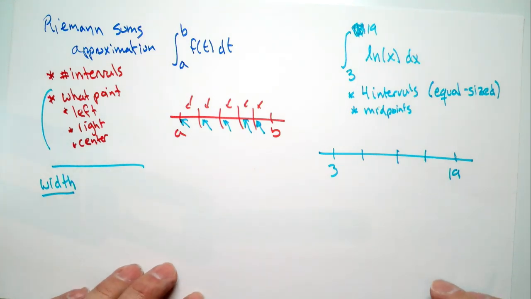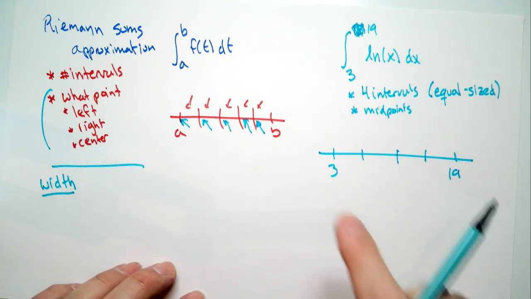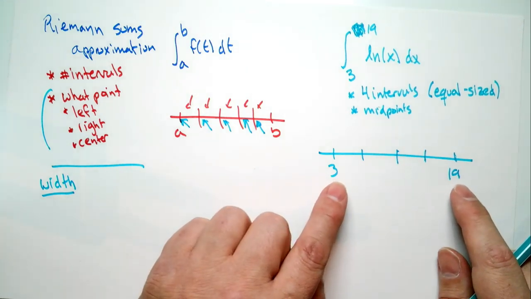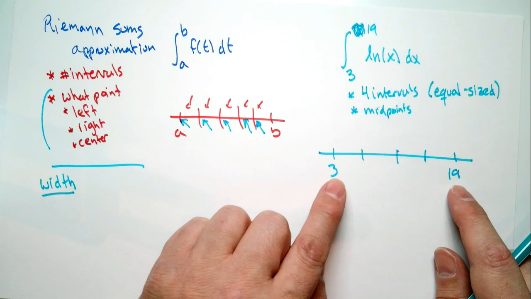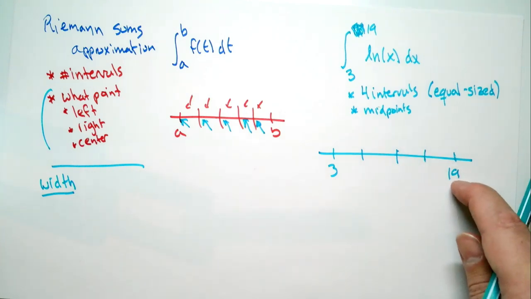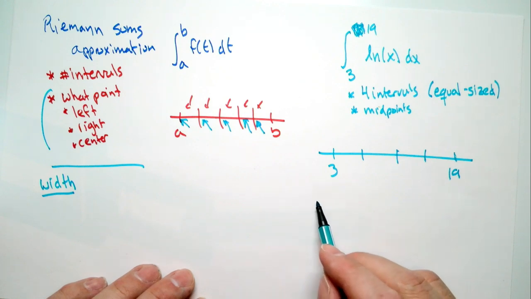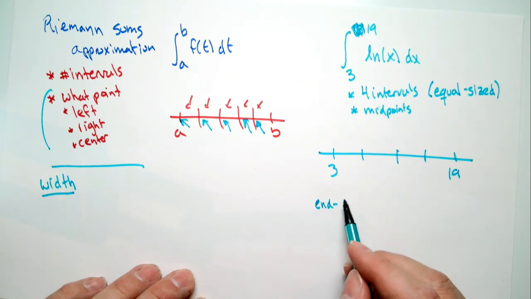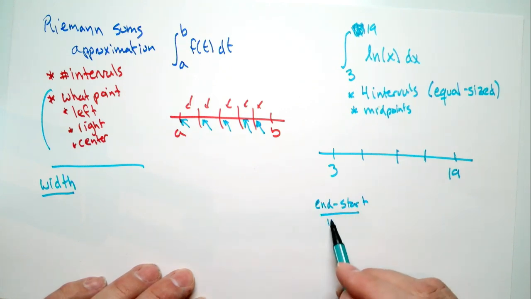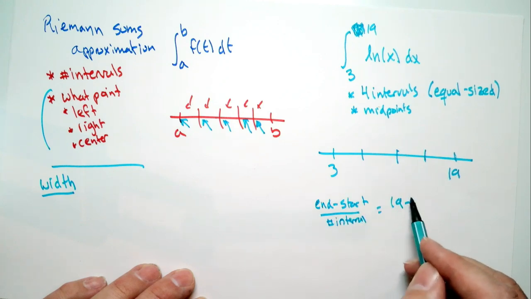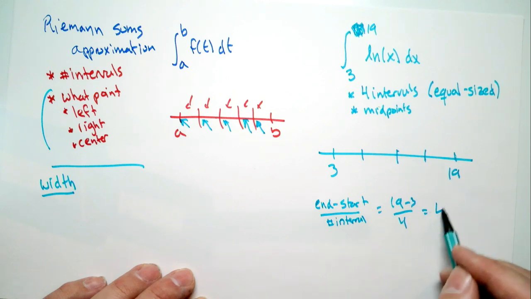Okay, so now the next thing is, well, where are the cut points? So here, a convenient way to think about it is let's figure out the width. How far is it from 3 to 19? It's 16. And how many intervals do we have? 4. So if I want the width, I can take, if you like, the end minus the start over the number of intervals. In our case, 19 minus 3 over 4, which is 4.